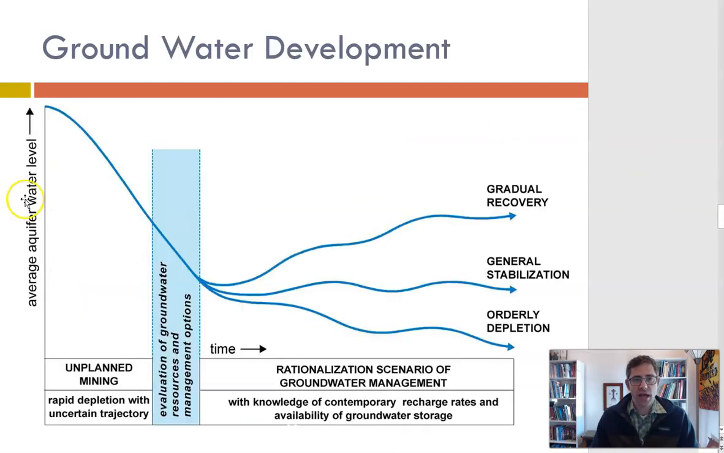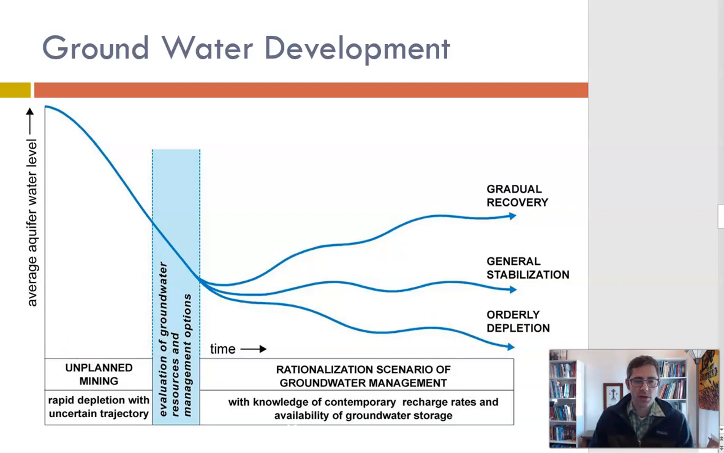And part of that is, if we look at the pattern of groundwater development basically throughout time, you have some amount of groundwater and everyone starts using it, right? Unplanned mining. We have this rapid depletion of the groundwater level because everyone's just pumping whatever they want. And you get to this point where, okay, wait, it's getting scarce. We need to evaluate our resources, our management options. Do we want a world where we regulate this to the point where the resource recovers? Do we want to stabilize where we're at so that the water level doesn't change? Or do we want to actually orderly deplete the groundwater resource? We don't need it forever. We're going to try to deplete the groundwater source in an orderly way. This tends to be what happens.